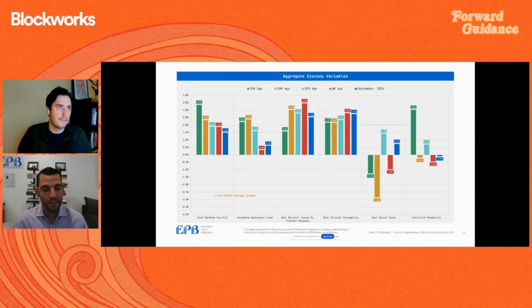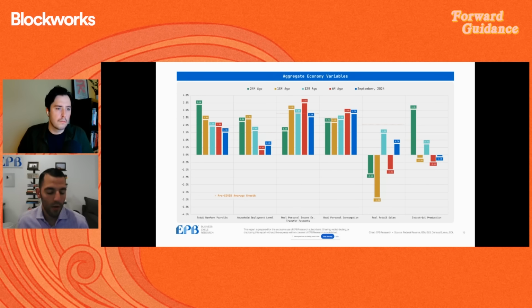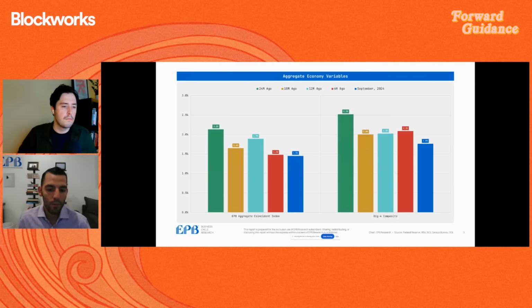So when you take all of these variables and you roll them up together, that's where we get the aggregate index, which this chart is updated. You can see that the latest reading is 1.5. I also put what's called the big four. If we go back to this chart, the big four just excludes household employment and retail sales. Some people don't like to use those, and they just like to use total payrolls, personal income, personal consumption, and industrial production. And if you roll up those 4, it's 1.8. So aggregate economic growth is somewhere between 1.5 and 1.8.